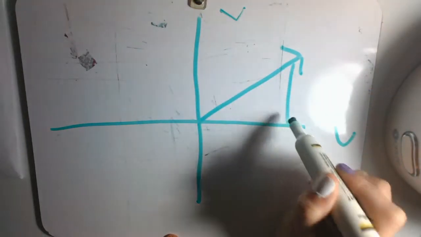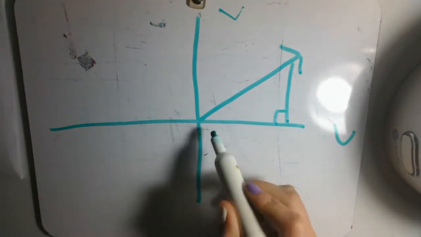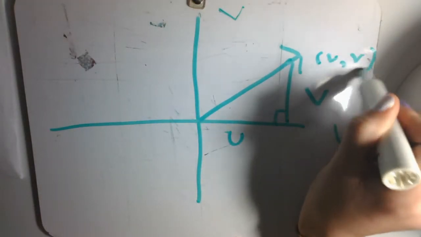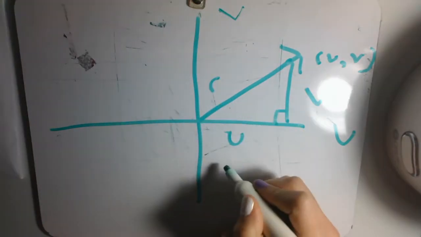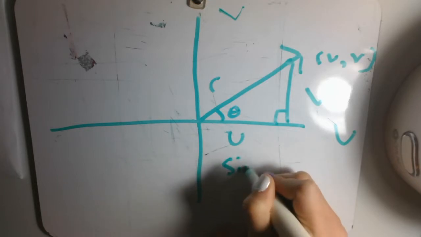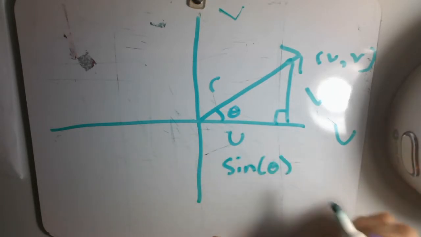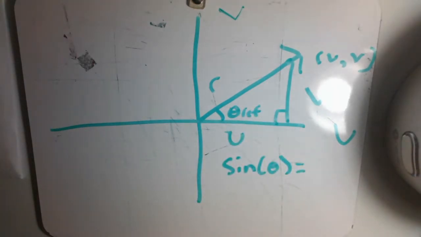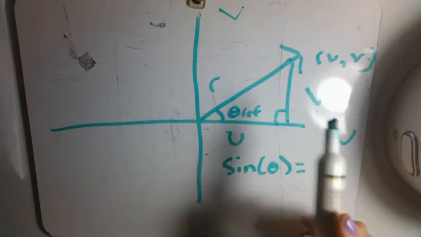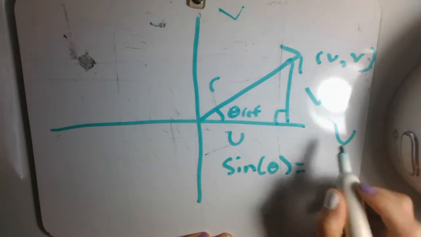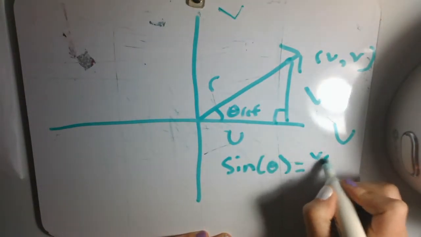We can draw a triangle here. This triangle would be 90 degrees. So then this is U, this is V. That would make this point right here U, V. And this is R. Say that this angle, we'll call this angle theta. So then the sine, thinking about these trig ratios, the sine of this angle, the reference angle, is usually thinking about SOHCAHTOA, opposite over hypotenuse. So this is opposite over hypotenuse. And this is V and this is R, so that makes sine V over R.